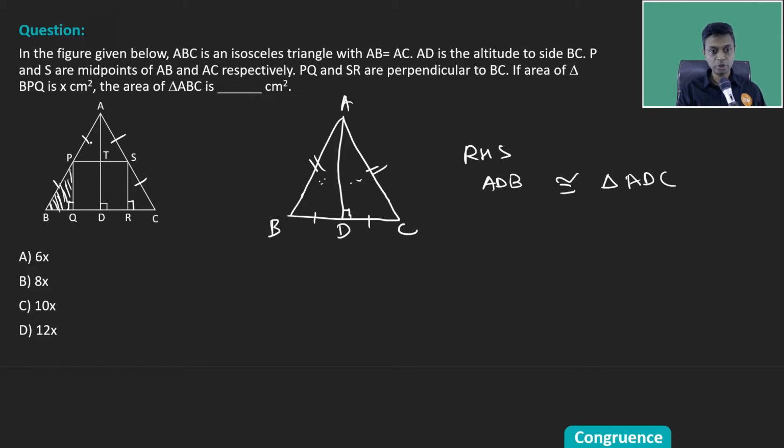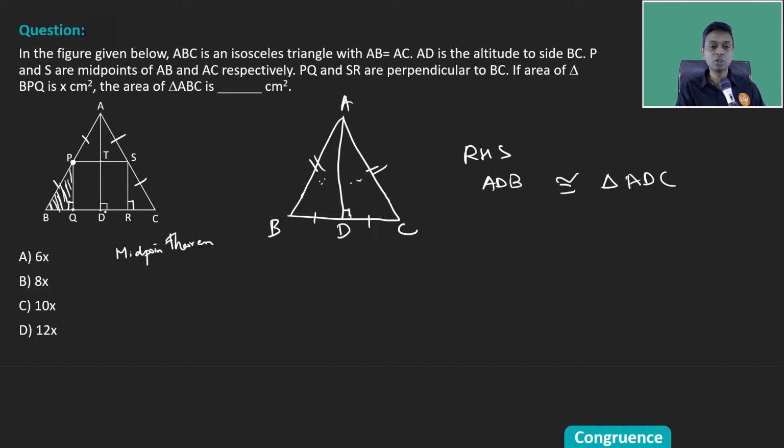P is the midpoint of AB. PQ is parallel to AD. And so if this is a midpoint, Q should also be the midpoint based on the midpoint theorem, or the converse of the midpoint theorem. If you have a line joining the midpoints of two sides of a triangle, it will be parallel to the third side. Or if P is the midpoint, Q is a point, PQ is parallel to AD, then Q should be the midpoint of BD.